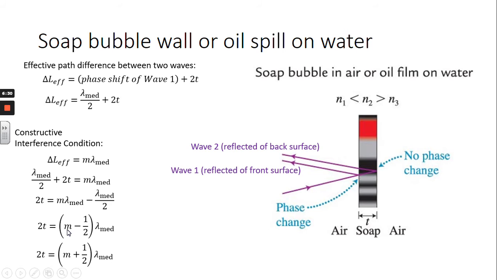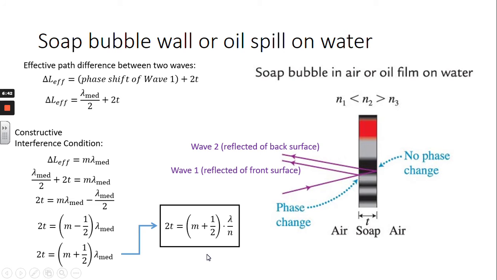And m is any integer, so we can switch out m minus a half and m plus a half. For different values of m, what's in parentheses is the same. And then we end up with an equation that tells us when we get constructive interference. It's when twice the thickness of your soap bubble film is equal to m plus a half times lambda over n. So this is the way to use the thickness of your soap film to tell you when you're going to get constructive interference.